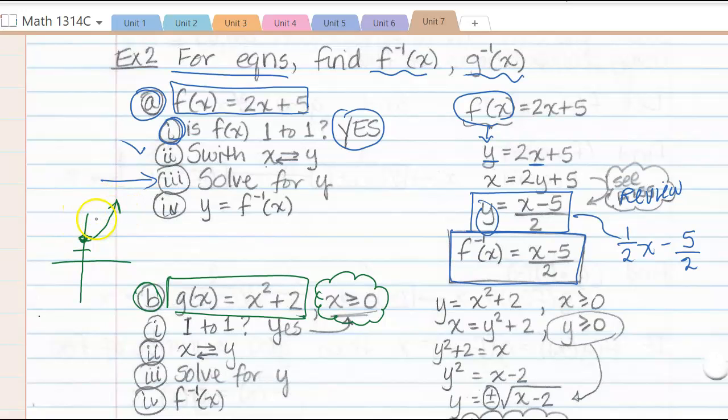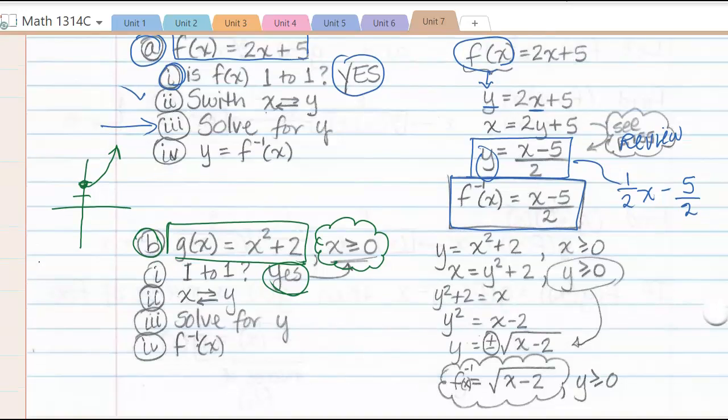Now that we look at this half a parabola, we can see that yes, it is one-to-one. So if it's one-to-one, then we can go find its inverse, first by switching the x's and y's. So instead of y is equal to x squared plus 2, I'm going to have x is equal to y squared plus 2. Notice I also changed the x's and y's over here in our domain restriction. Instead of x is greater than or equal to 0, I actually have y is greater than or equal to 0.